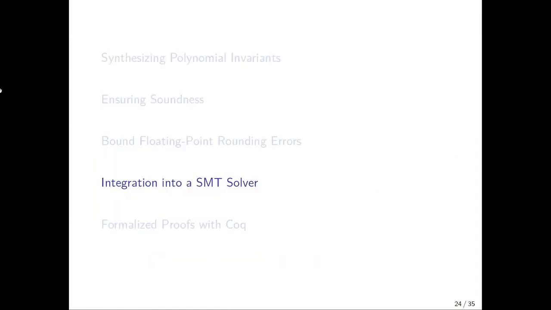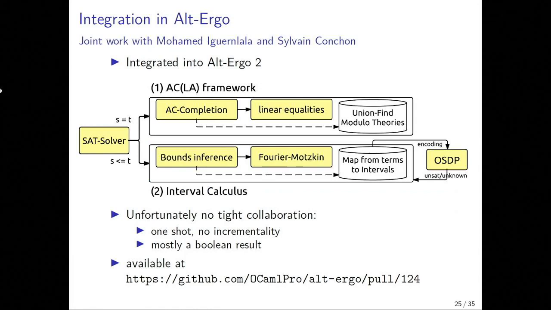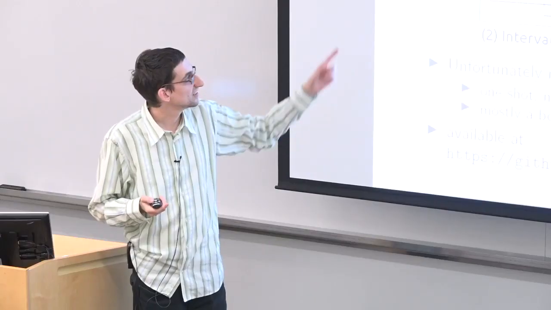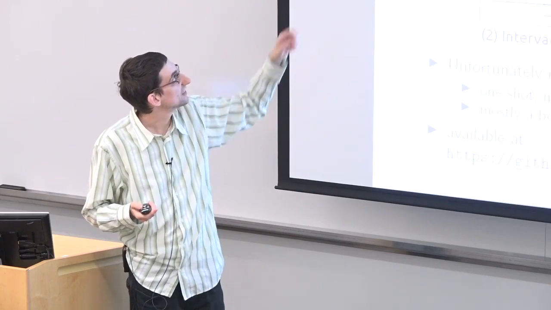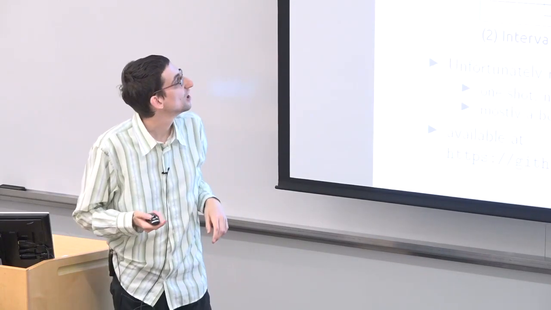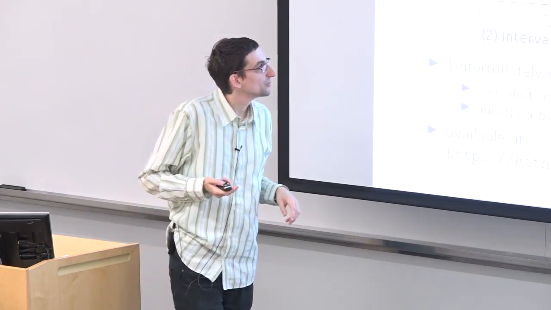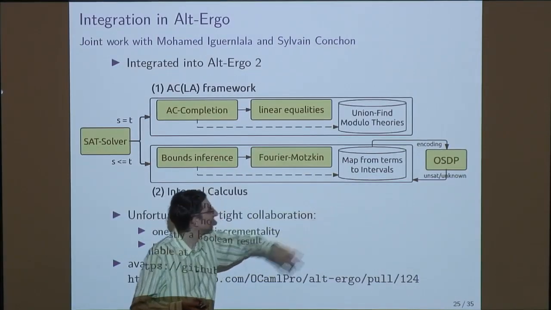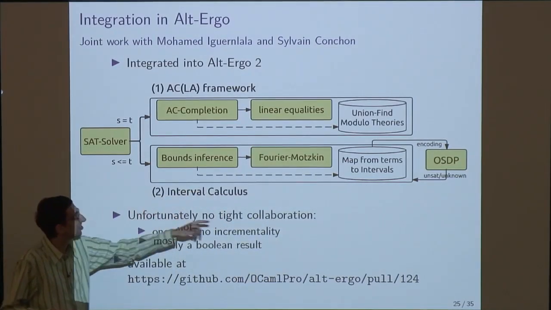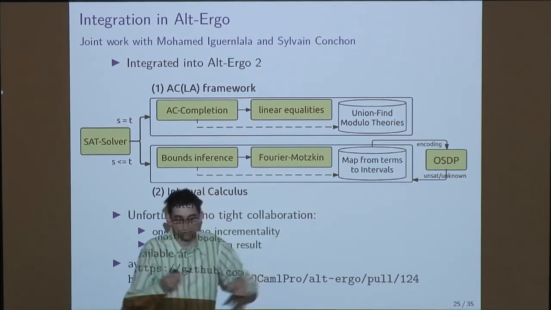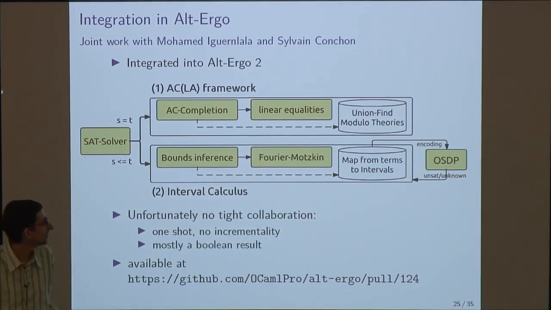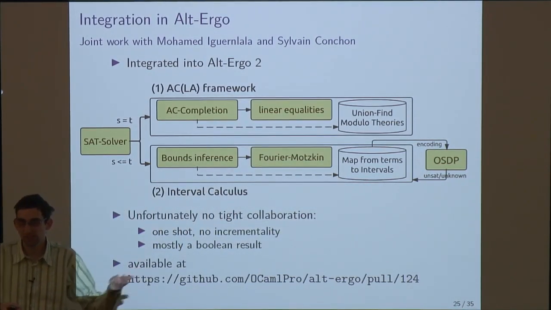So how do we integrate this in an SMT solver? So this is a common work with Mohamed Iguernlala from OCamlPro and Sylvain Conchon from LRI, Université Paris-Sud. So we integrated this work into their SMT solver, Alt-Ergo. I'm not very proud of it. The way it's done is quite simple. It's just inside the solver, I have at some point a map from every term in the goal to the interval this term should belong to.